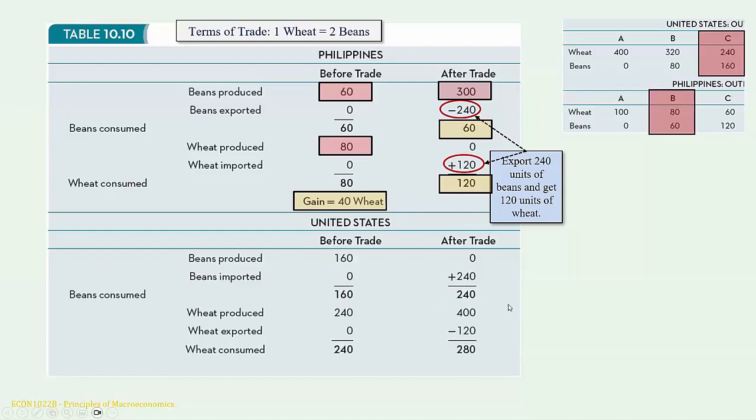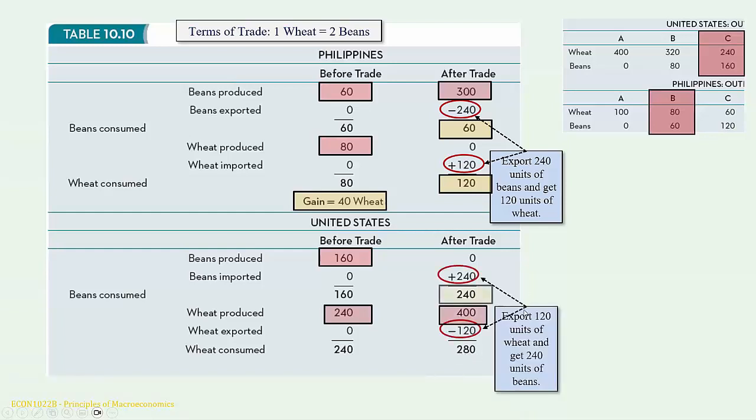have 240. Without trade, they can produce 240 million bushels of wheat, but now they're going to make 400, but then trade 120. And so then they're left with 280. So here the gains would be 80 beans and 40.